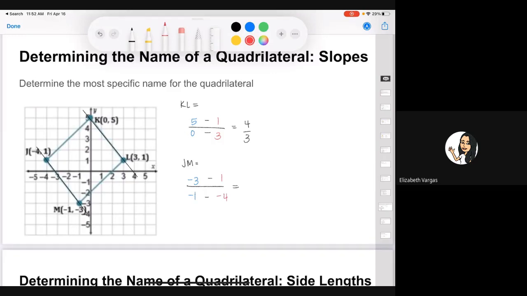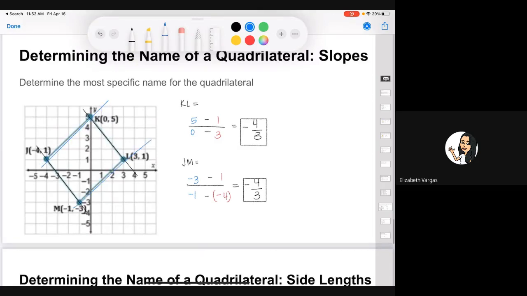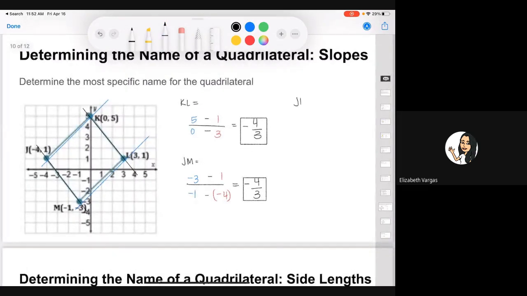And so that gives me negative 4 and, oh, this is a negative 3 again. Negative 4 and 3. And so what you see is those two are in fact parallel. I'll rewrite this. It was a negative. And so because those two are parallel, that tells me that those two line segments are parallel. And so now I want to work with these line segments. Are now JK and ML parallel to each other? And so I would do the same thing.